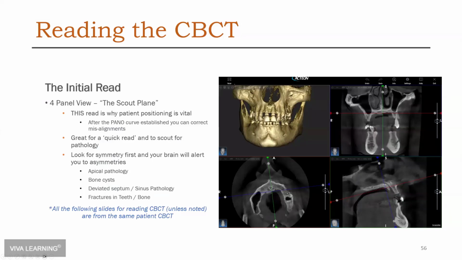Okay, so how do we read this in a practical manner? When you open a CT, you're going to have first what's called the scout plane. The scout plane will have these four-panel views. You're going to have the rendering, and you'll have the axial, sagittal, and frontal. And it's important to know how to read all of these really quickly before you bother going through the panoramic curve and all of that kind of stuff.